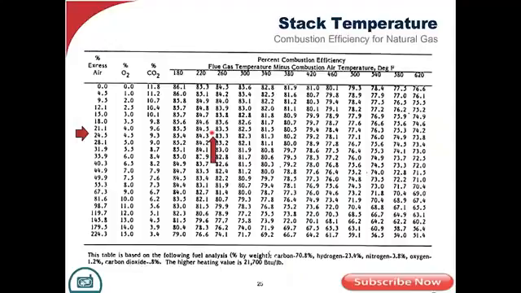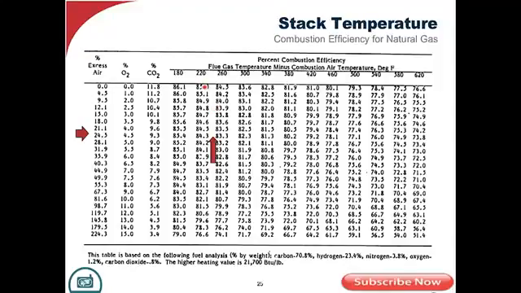Another example, follow me here. I'm at 220 degrees as my flue gas temperature. I've gone to 260, and you can see right here in the numbers, I've gone from 84% to 83%. I've lost 1% based on that 40 degrees.